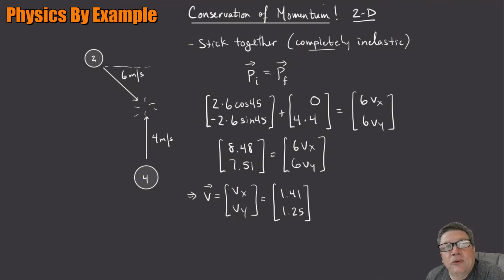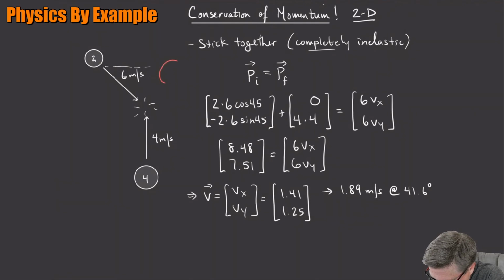If you're asked for the magnitude of the velocity and the direction, then you could say, that's the square root of 1.41 squared plus 1.25 squared, and I did it already. That's 1.89. I'll stick the units in at the end, 1.89 meters per second. And then the direction is just going to be the inverse tangent of y over x, right? And so if I do that, inverse tangent of 1.25 divided by 1.41 gives me 41.6 degrees.